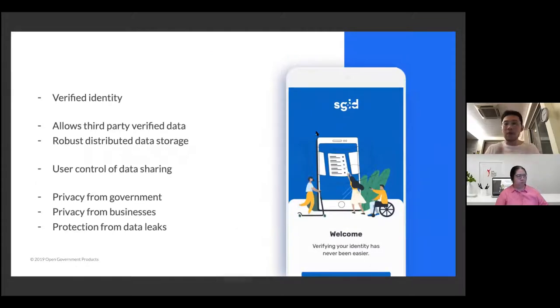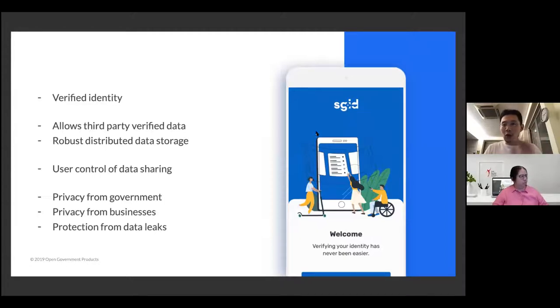So all this has a few benefits. We've got a verified identity, which we originally set out the benefits for. It allows third-party verified data with a robust distributed data storage model, which is better than a centralized single source of failure. You as a user have central control of your data sharing. And finally, you have privacy from the government and from businesses, and protection from data leaks. So these are some of the key benefits we have for sgID.